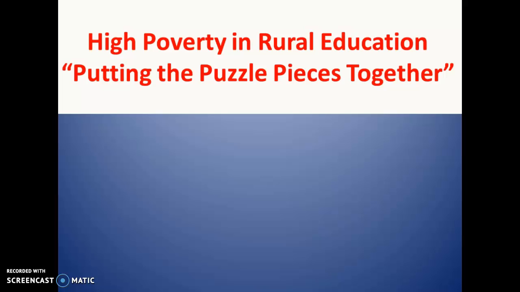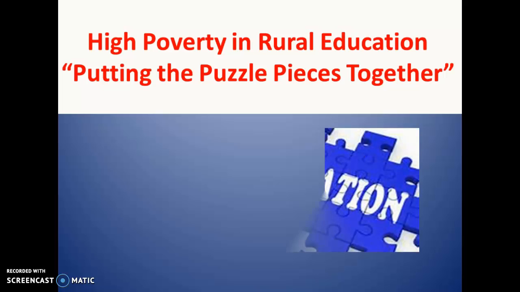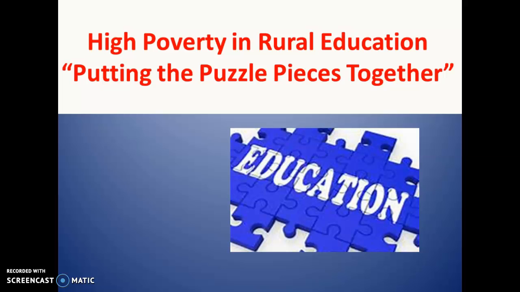High poverty in rural education, putting the puzzle pieces together. When you think about a puzzle, you think about pieces or parts being placed together to make a complete picture or end product. And we can look at high poverty in rural education and addressing it in a similar way. There are some things that have to be put into place, combined and connected in order to have an end result.